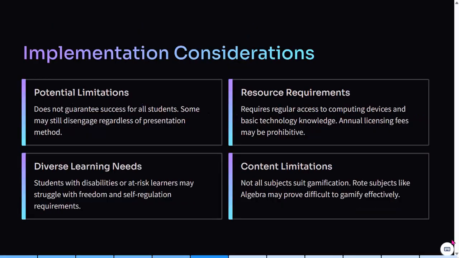If you are considering implementing this in your classroom, some things you might want to consider are the limitations, where not all students will engage in this, the resource requirements needed to perform, diverse learning needs will need to be addressed with other ways, and the limitations of content-specific standards.